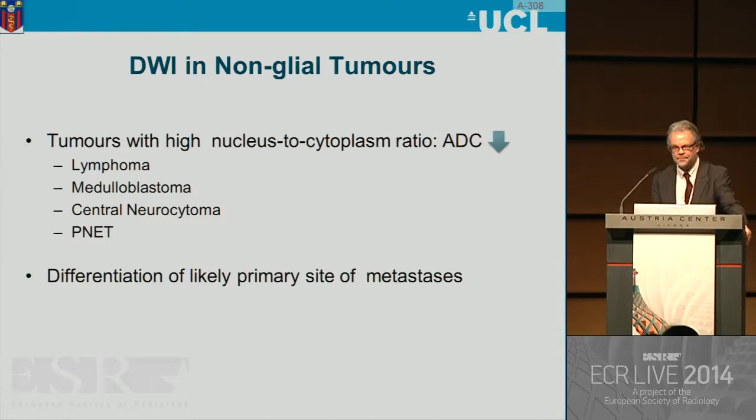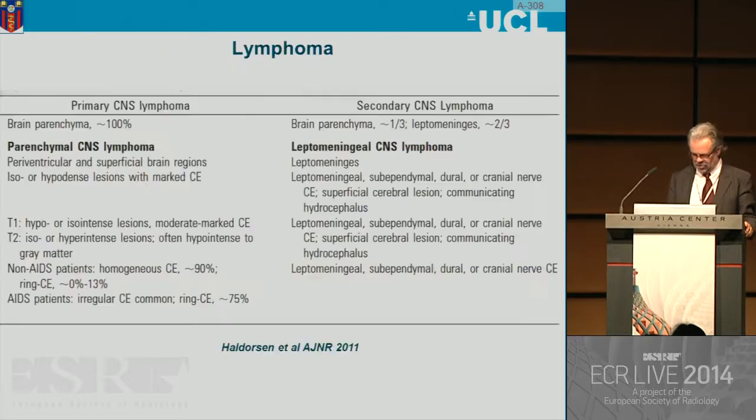So, part 2 is non-glial tumors where DWI can be useful. Now, this is really useful to identify tumors which have a high nucleus to cytoplasm ratio. And some examples are given there: lymphoma, medulloblastoma, central neurocytoma, primitive neuroectodermal tumors. They also have very dense nuclei with relatively little cytoplasm. And then you can highlight them. They appear bright on diffusion-weighted imaging and dark on ADC. You can also use it to look at the presumed primary site from metastases, which I'll show you.